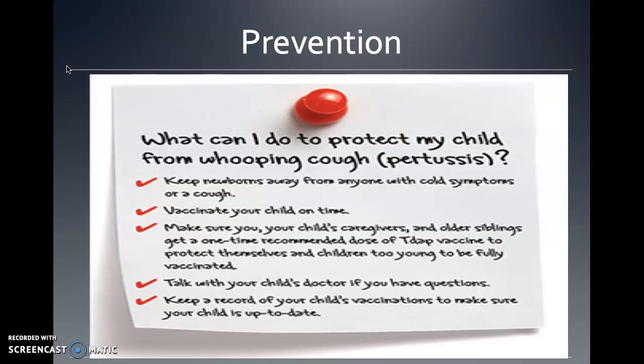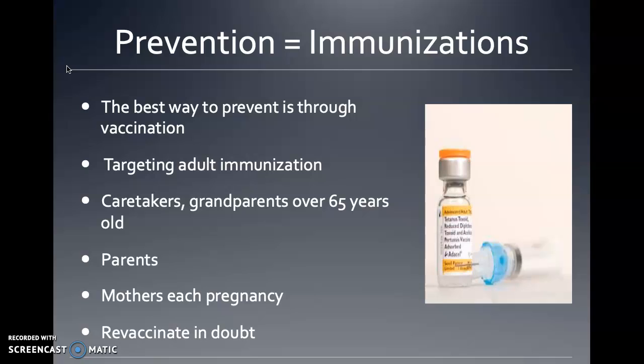And prevention. What do I do to protect my child from whooping cough? Keep your newborns away from anyone with cold symptoms. Vaccinate your child. Make sure that whoever is around your child has been vaccinated. Talk to your healthcare provider. Keep records of your child's vaccinations. The best way to prevent it is through vaccination. Target adult immunization: caretakers, grandparents, parents, and mothers with each pregnancy. And when in doubt, revaccinate.